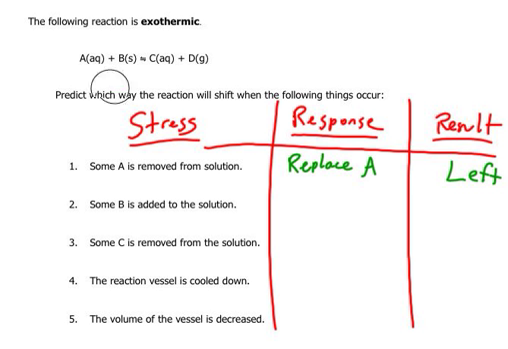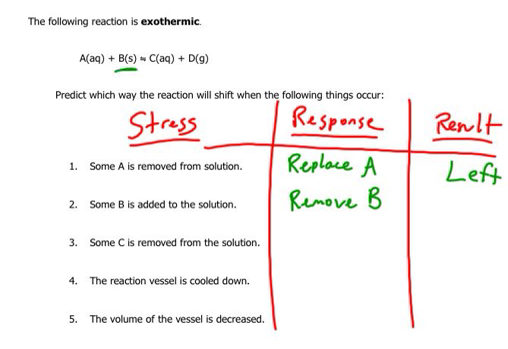The next stress on the system is some B is added. So if some B is added, the response is to remove that B. Again, it's always the opposite. Which direction do we go to remove the B? Actually, I should catch something here, and I might have missed it before.